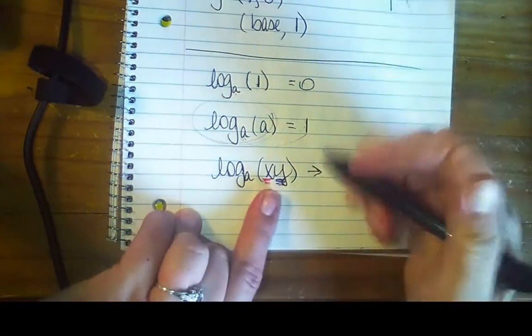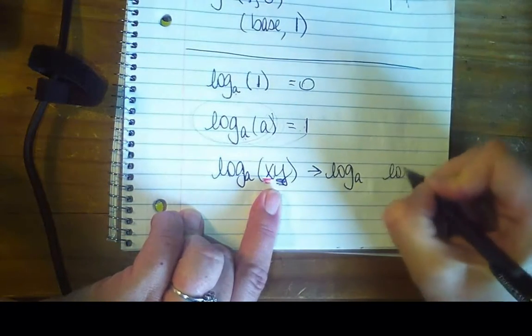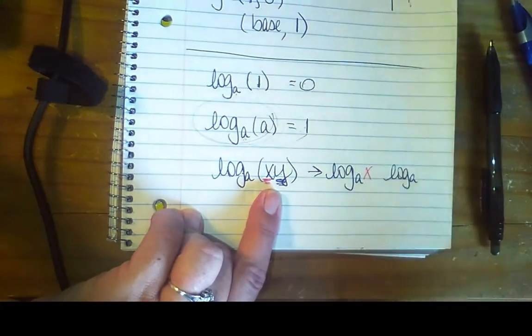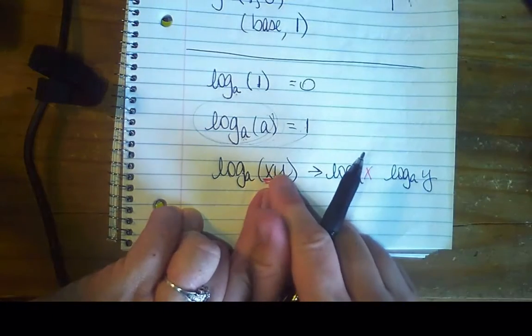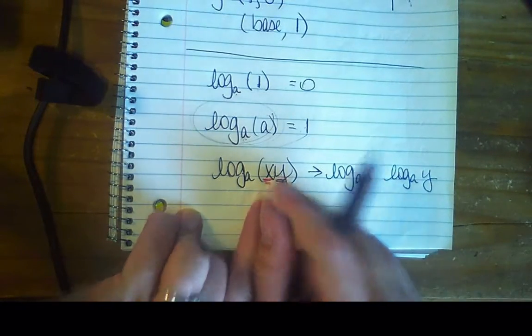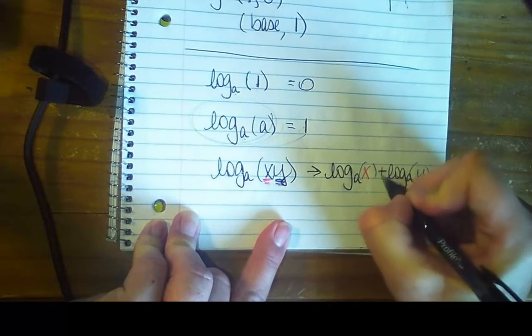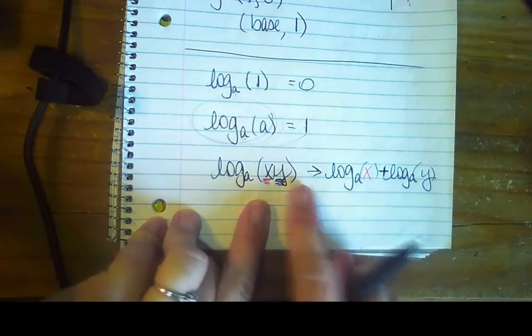All right, so each factor gets its own log. So I'm going to say log base A, log base A. Well, this factor is x. This factor is y. If it's multiplication on the inside, it will be addition on the outside. So I can separate it into two separate logs.